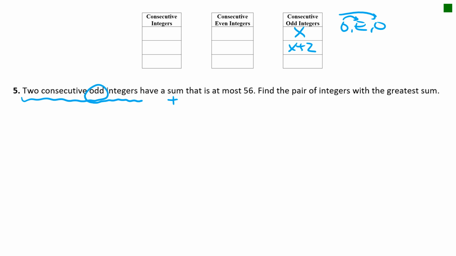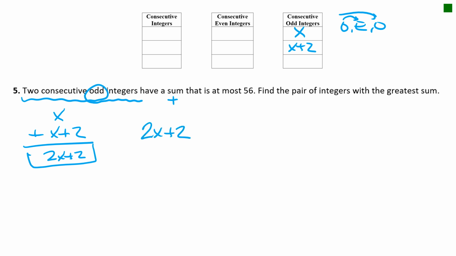So let's talk about our two odd. We've got x and x plus 2. If we add that, we get 2x plus 2. So that's the sum of our two odd. So 2x plus 2. Now here's the deal. I don't want them to equal 56. I want them to be at most 56.